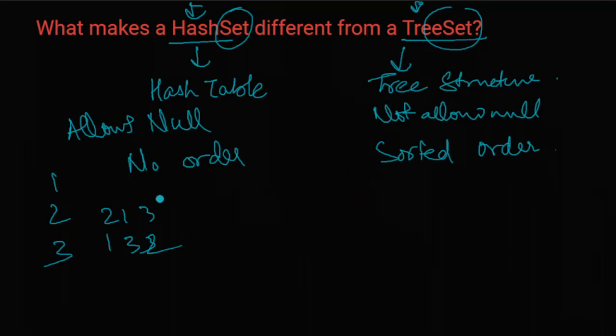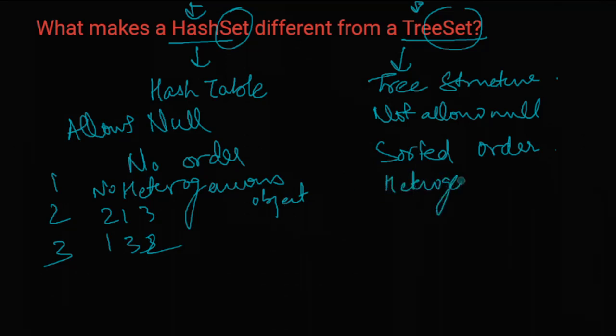Then we have one more. In hash set, we basically don't have heterogeneous objects, like different types, no heterogeneous objects. But here we have heterogeneous objects. Then for comparing, the comparing methods of both are different. Then obviously there are various implementation things that would go on, but these are the most important differences that you should know.